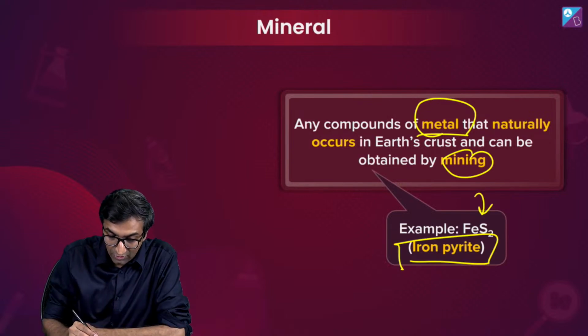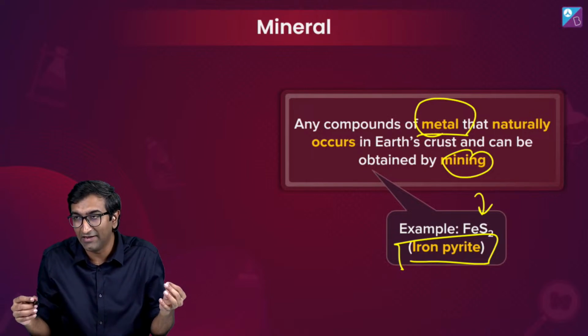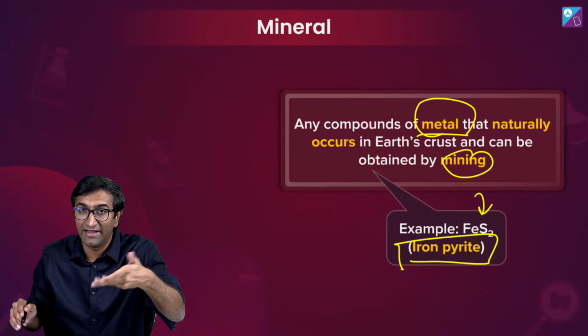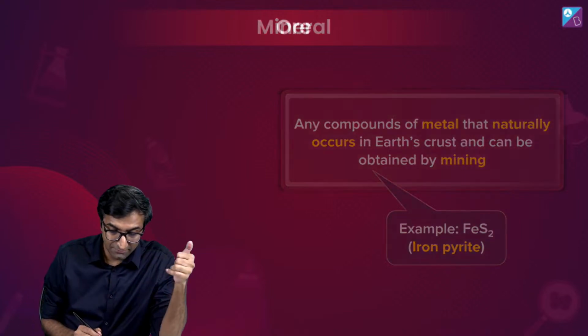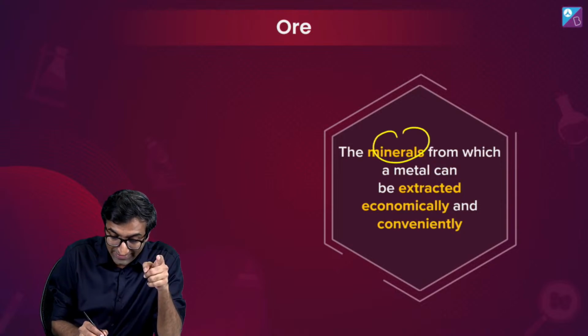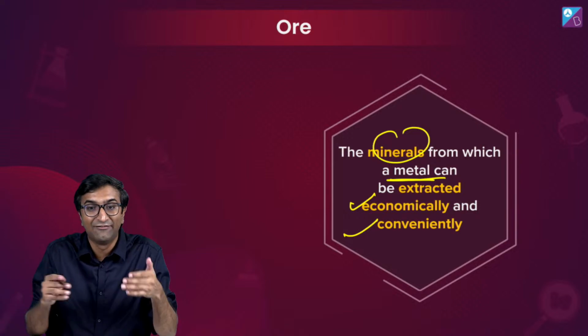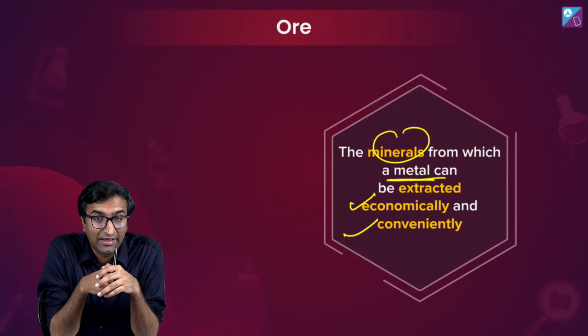Iron pyrite. Now, iron pyrite has a thousand other things in it. I'm not kidding when I say a thousand. There are so many different things there, none of which are useful for me to get iron out. Okay, so iron pyrite is a good mineral. But from which mineral can I usefully extract a metal, economically and conveniently? We call that an ore.